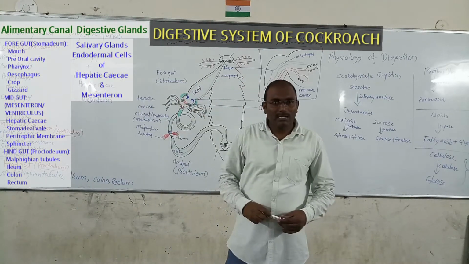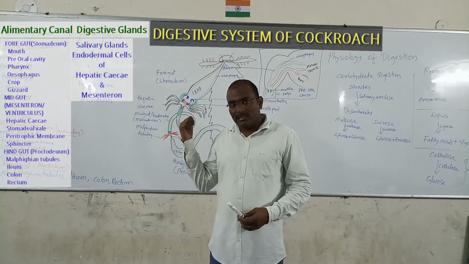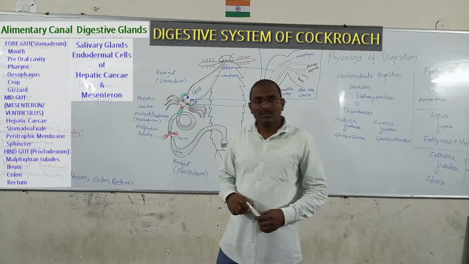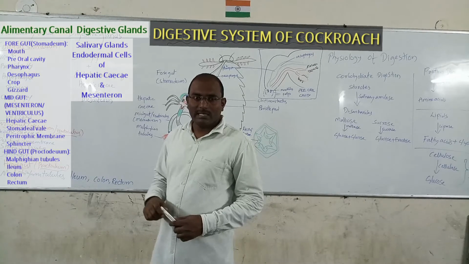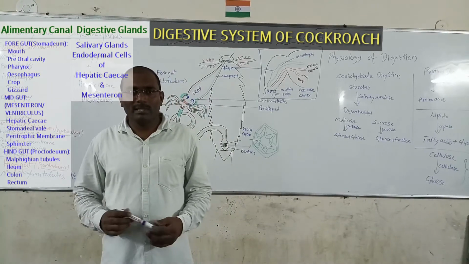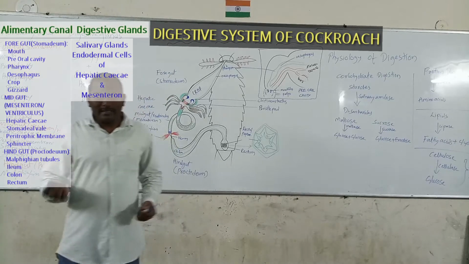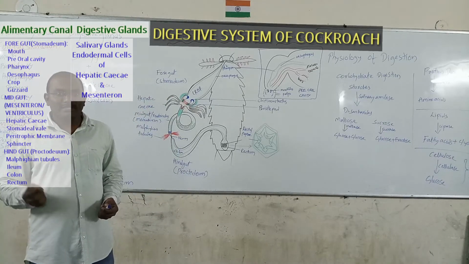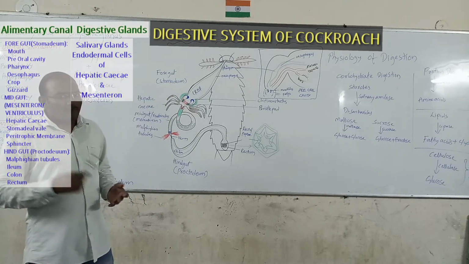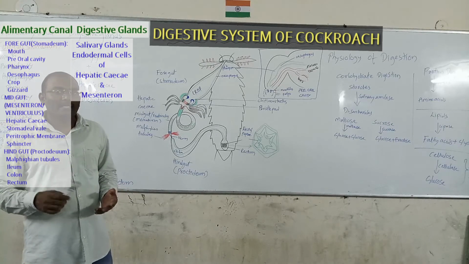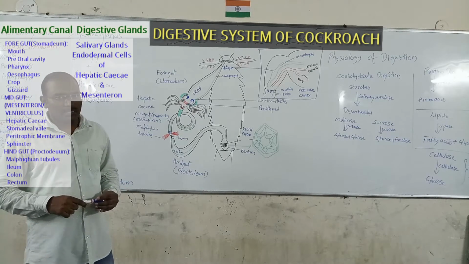Today I would like to explain about the digestive system of cockroach. Cockroach is an omnivorous insect. It feeds on all types of food material like wood, paper, cloth, detritus, meat and vegetables. For this, it has adopted biting and chewing type of mouth parts.